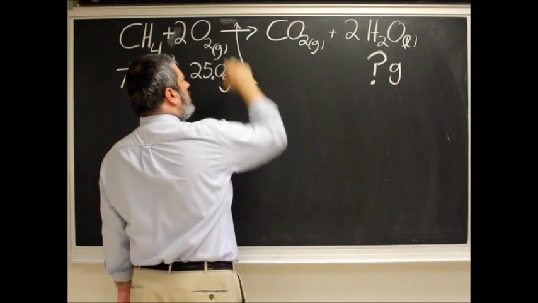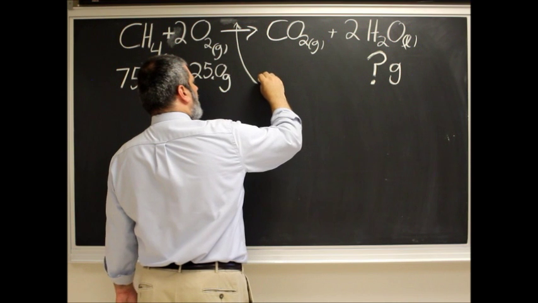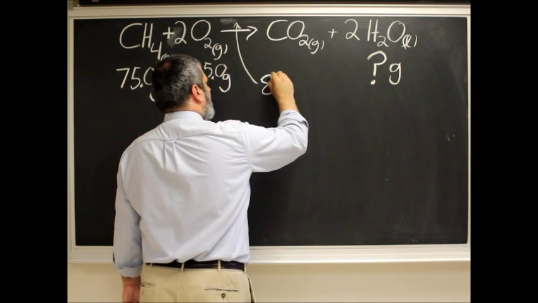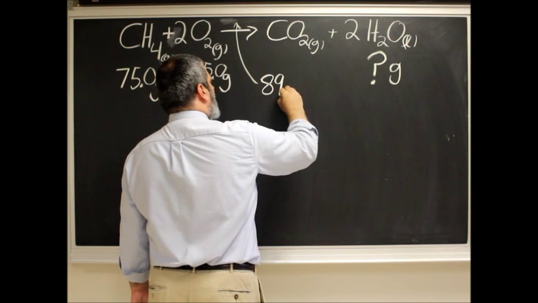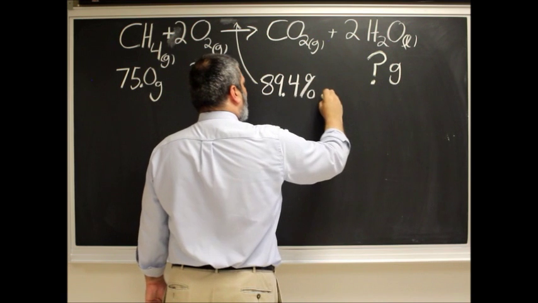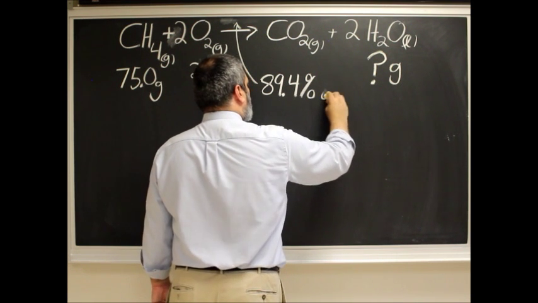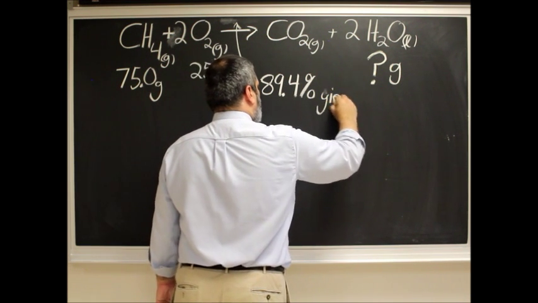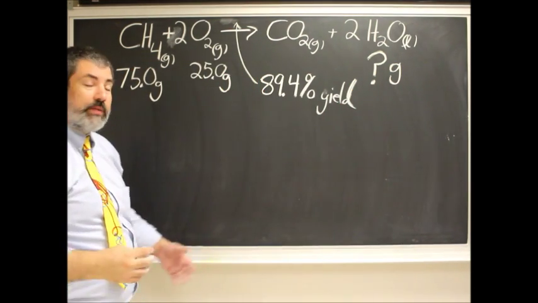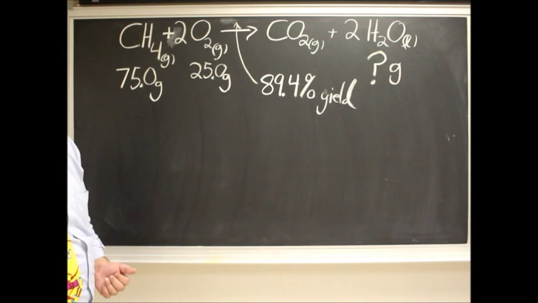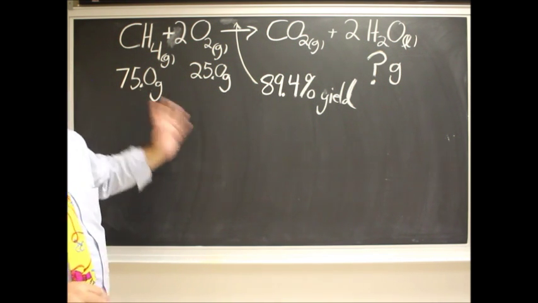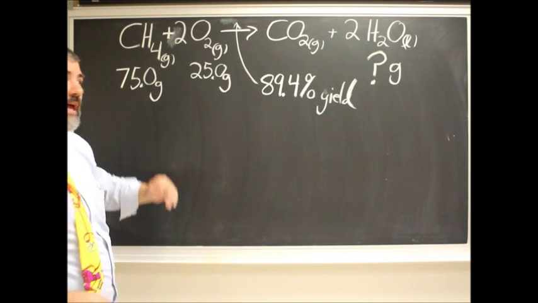normally you write the percent yield above the arrow, but it's kind of hard to see. This reaction has 89.4% yield. And that's something that's given to you, something that presumably somebody measured experimentally. So the reaction is not occurring with 100% efficiency.